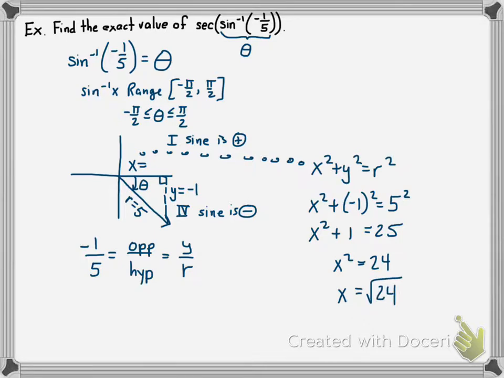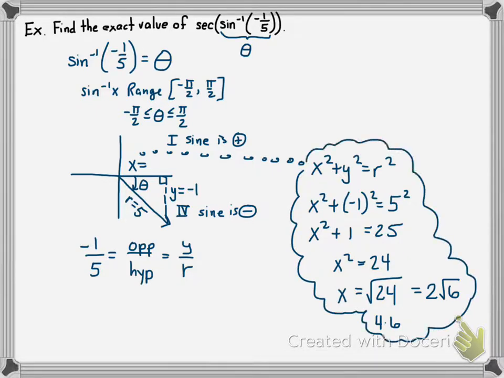Now, if you're super excited about square roots and things like that, then you might know that 24 is 4 times 6. So you can bring that 4 out and write this as 2 times the square root of 6. It doesn't really matter. Either way will give you an x value, and both are totally fine. I'm going to go with square root of 24, but again, you can choose either one.